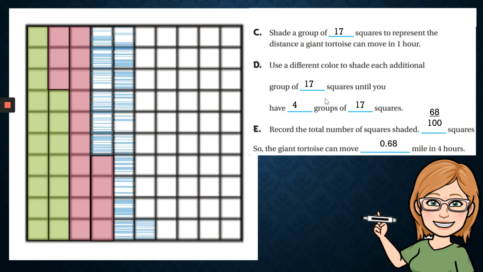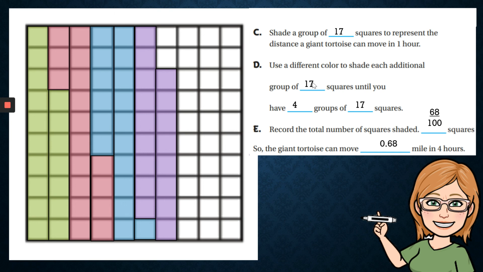So as you shaded it, it should have looked like this. As you can see, there is a total of 1, 2, 3, 4, 5, 6 tenths and 8 hundredths shaded.